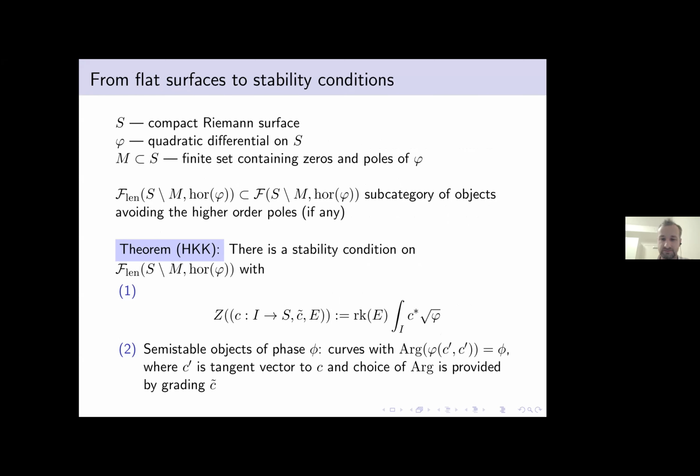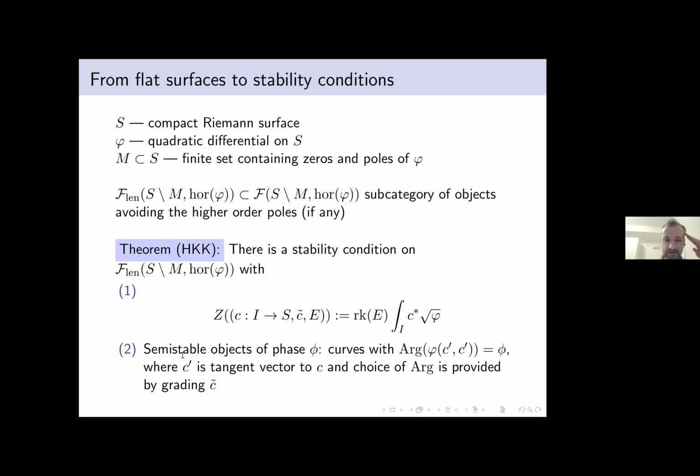Okay, apparently not. So semi-stable objects are those curves which are smooth geodesics. So these are saddle connections and closed loops, and possibly unions of several semi-stable objects which are decomposable. So indecomposable semi-stable objects are just saddle connections and closed loops, and then all semi-stable objects are just direct sums of these of the same phase.